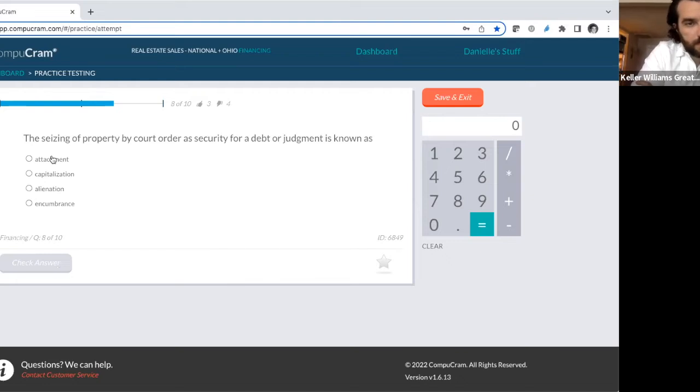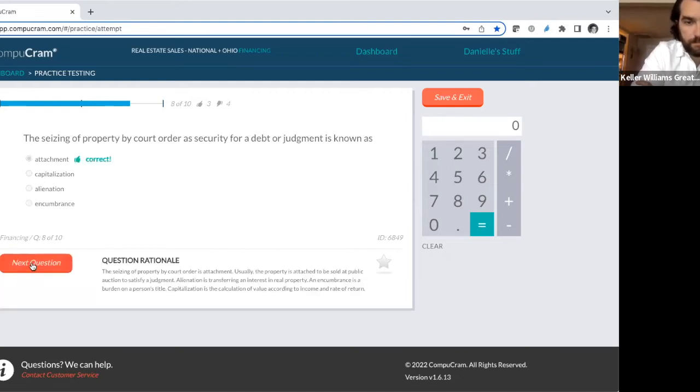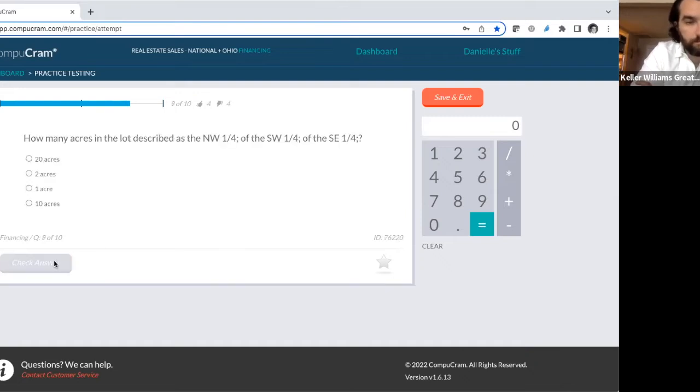Now, this is just the inverse of a previous question we had. Seizing a property by a court is attachment. Usually the property is attached to be sold at public auction to satisfy a judgment. And this would be like a foreclosure, a sheriff's sale.